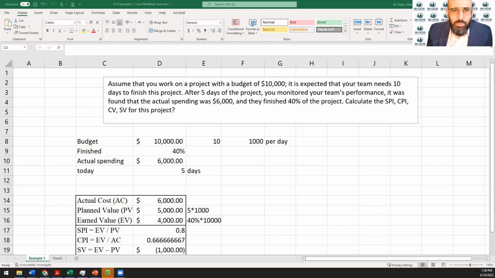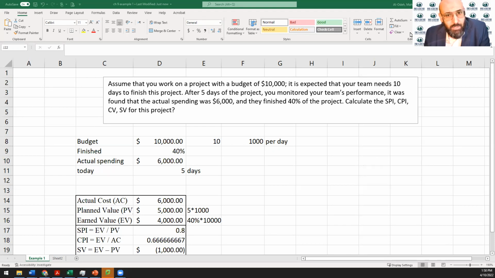Hello again. Now we're going to take an example on how we could control a project and find out the 4 different measures that we use to control and monitor the project performance. So this example is about a project that has a budget of $10,000. It is expected that your team needs 10 days to finish this project. So you have a project again with a $10,000 budget, and then you have 10 days to finish this project.